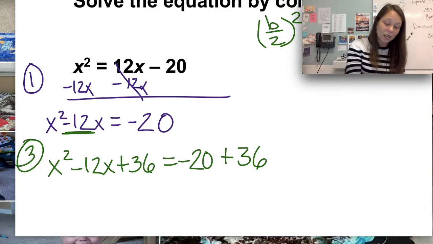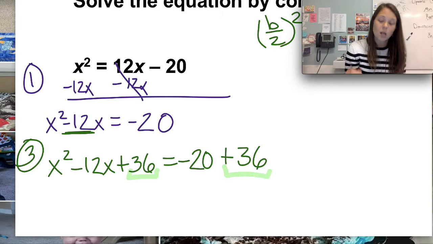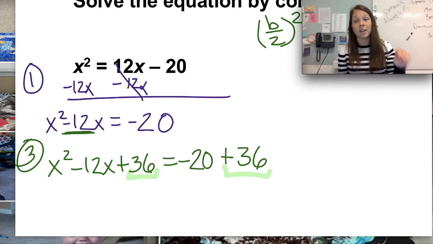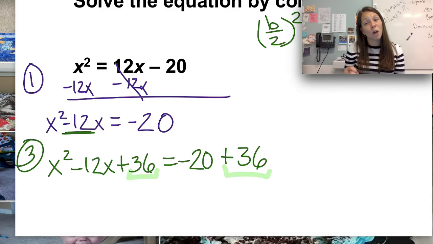So I added this 36 to both sides because what I've done is I've created a quadratic function on the left side that I know is going to factor into a very specific way of a binomial being squared, which is exactly what we did in example 1. Just now we have an equal sign and some other numbers on the right side of this.